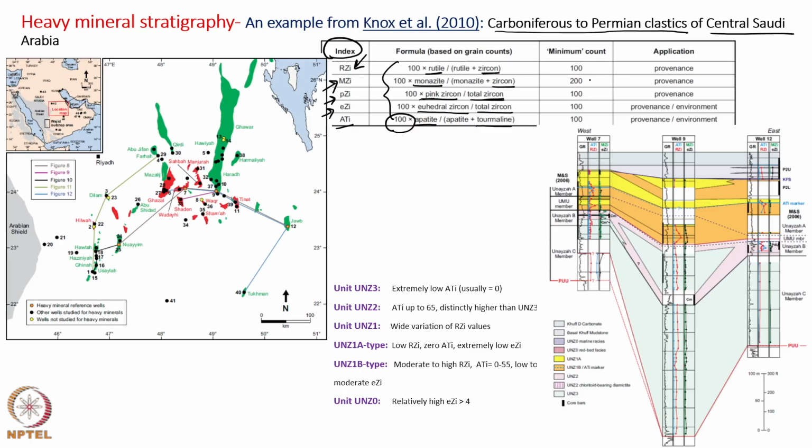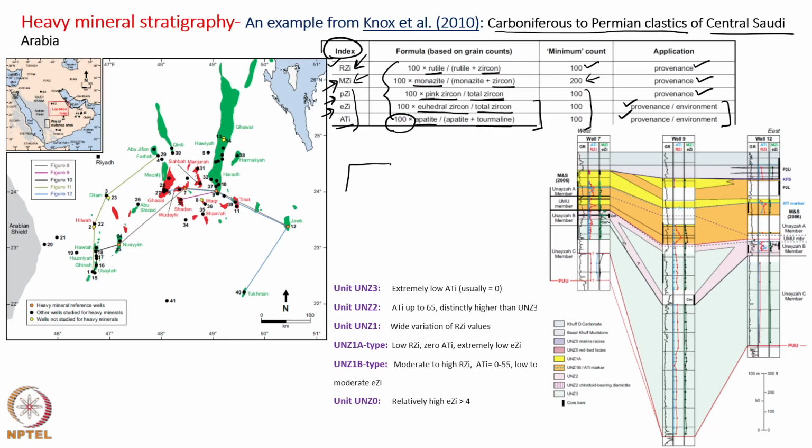and the minimum number of grains required to calculate RZI is 100. So also for PZI, EZI and ATI, whereas in the case of MZI we need at least 200 grains to study. The application of these indices is to find out the provenance, and in addition EZI and ATI are used to find out the environment. How the provenance becomes important in the correlation can be understood.